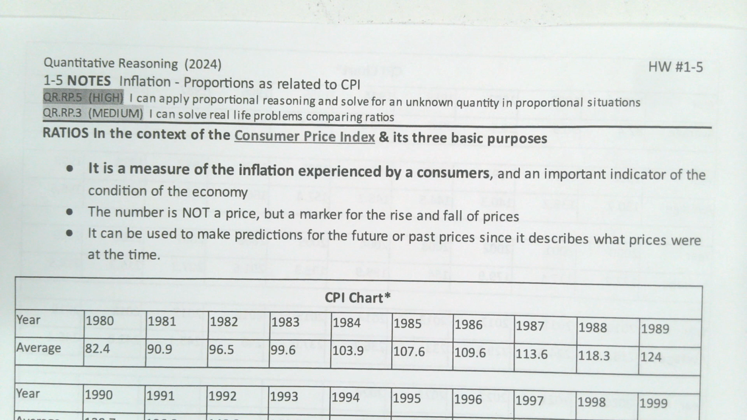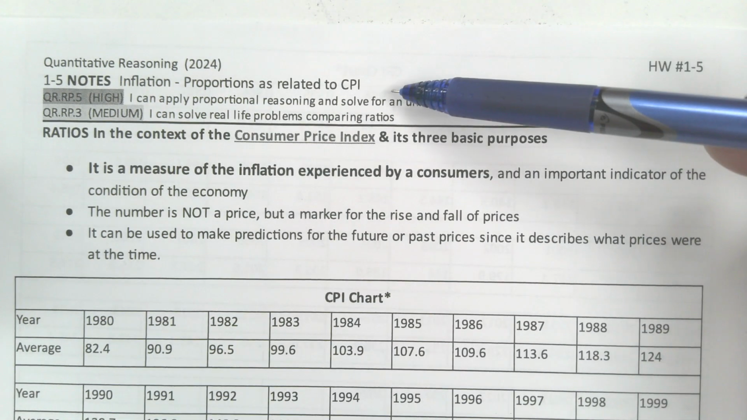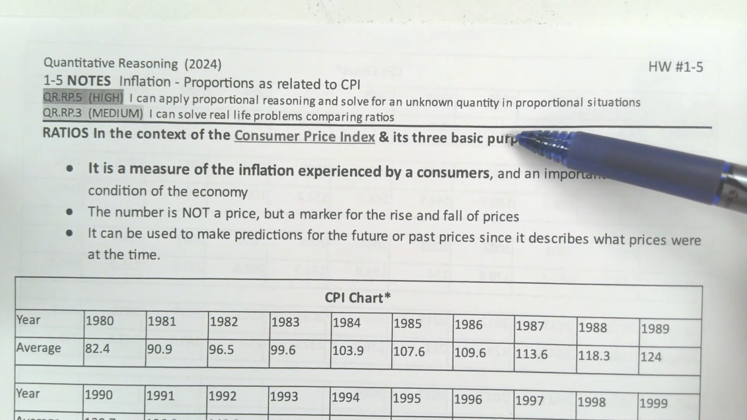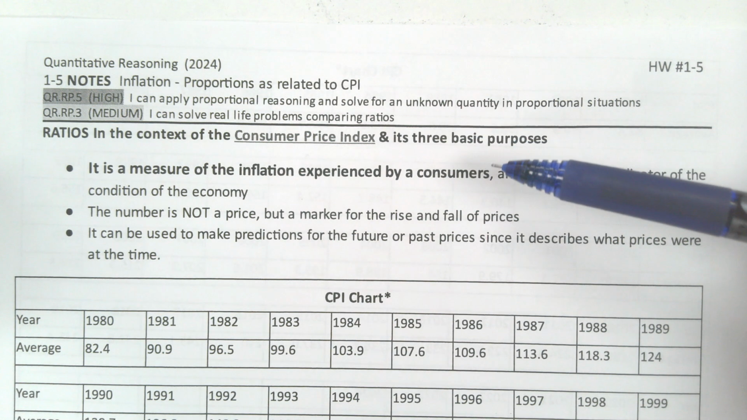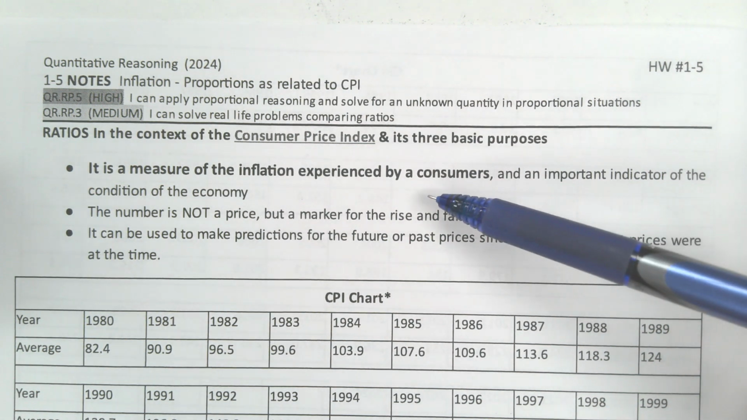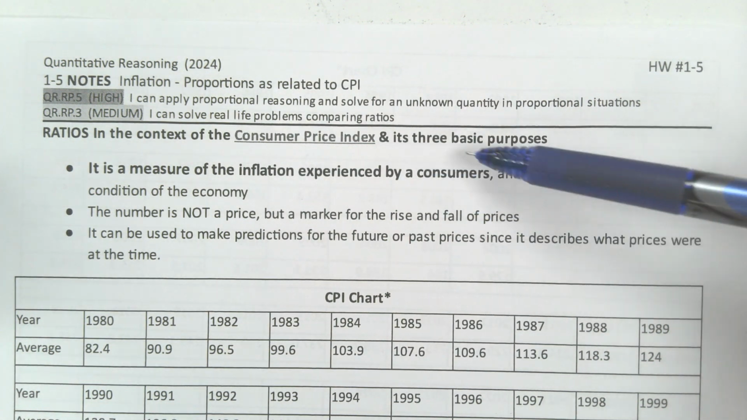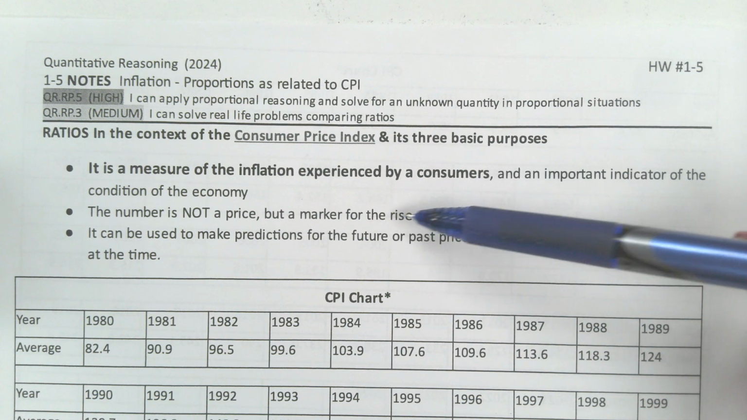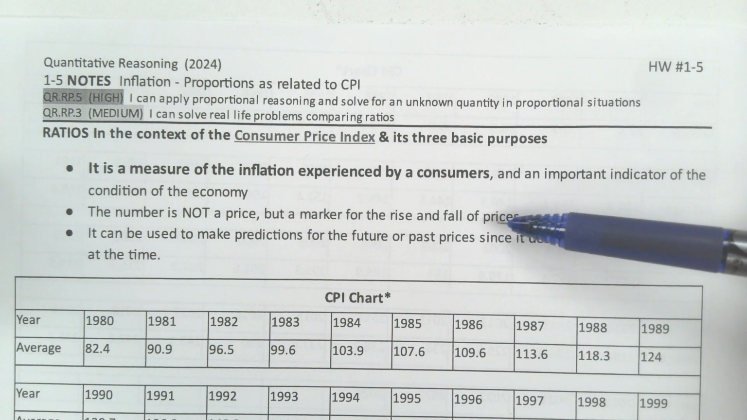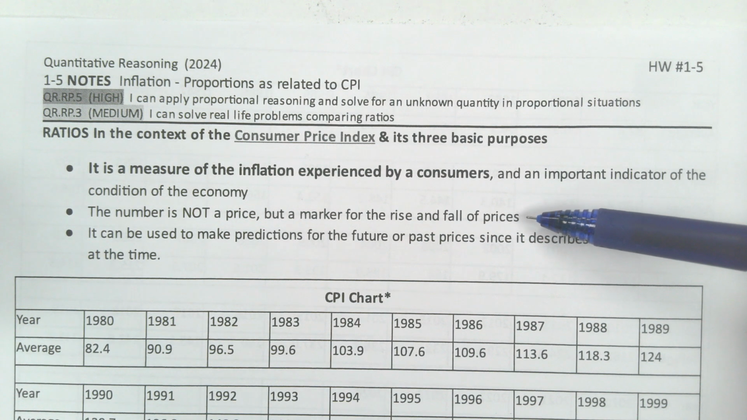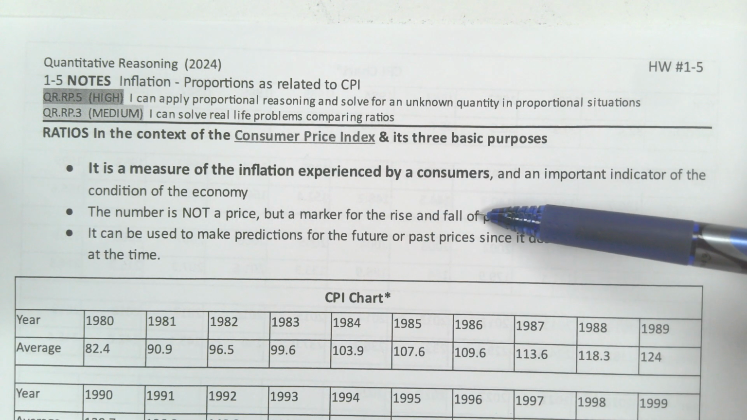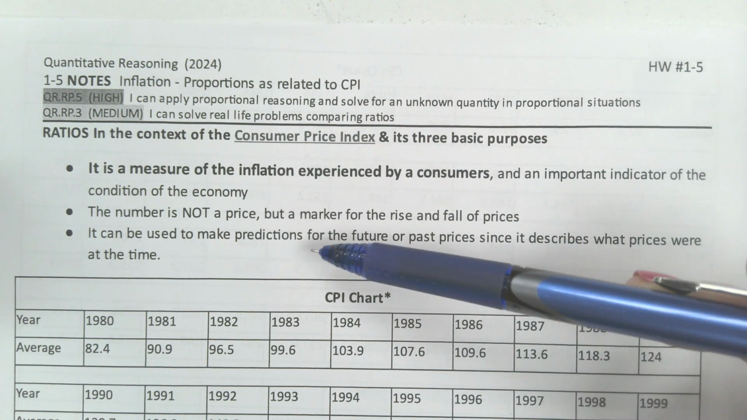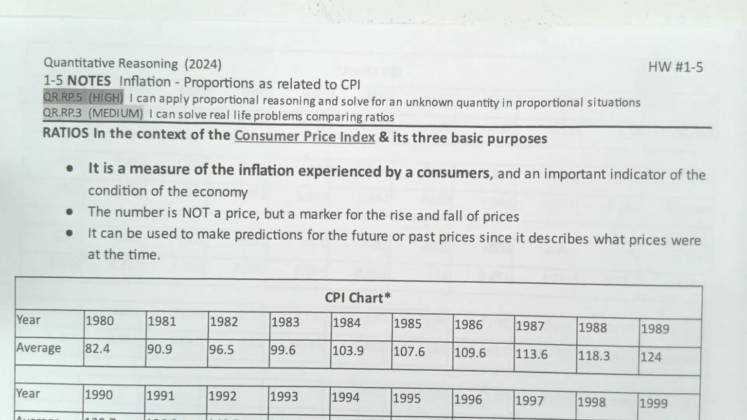Hey, welcome Quantitative Reasoning. Today we are going to calculate inflation and use proportions as related to CPI. That is the Consumer Price Index. What is that? I'm not a government or an econ teacher, but it measures inflation experienced by consumers. While it's not a price, we're kind of going to think of it as such. It is a marker for the rise and fall of prices. It can be used to make predictions.